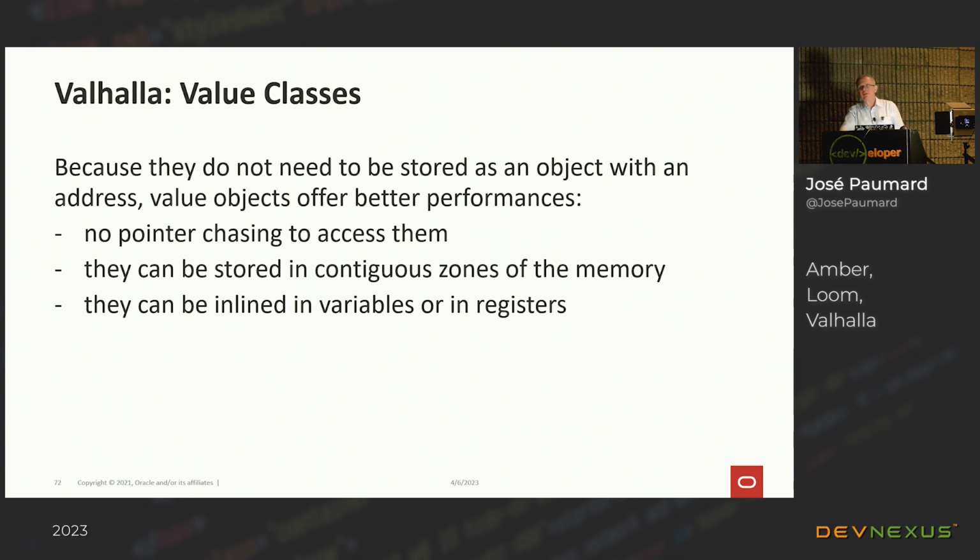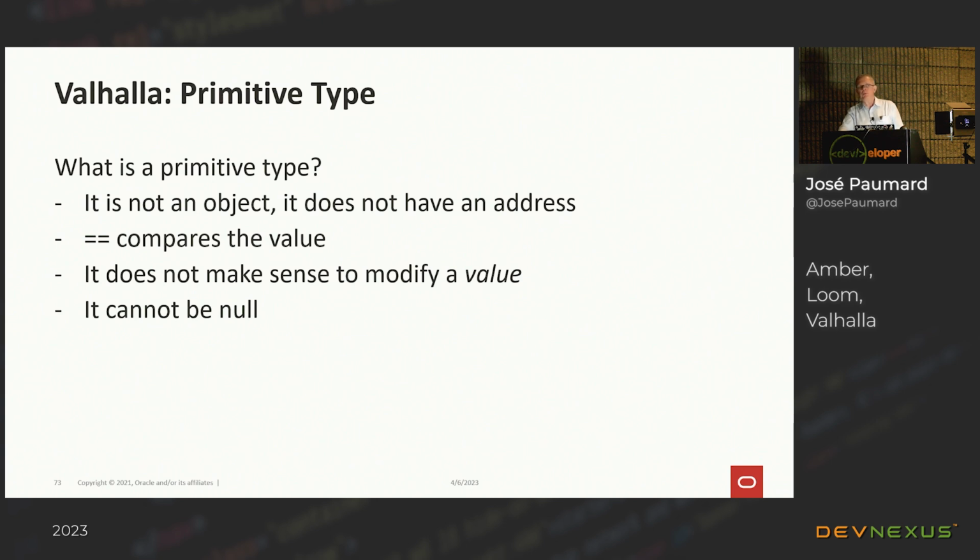The second type brought by Valhalla used to be called user-defined primitive classes, but it's going to be changed, and the name is not final yet, so I'm still going to use user-defined primitive types. What is a primitive type? Like int, double, long, this kind of thing. It's not an object, it doesn't have an address. When you call == on it, you compare the values. If you call i == j, where i and j are integers, you are really comparing the values, just like value types. And it does not make sense to modify them because 2 is a value, and you cannot mutate 2. It doesn't make sense to say that you're mutating an integer.